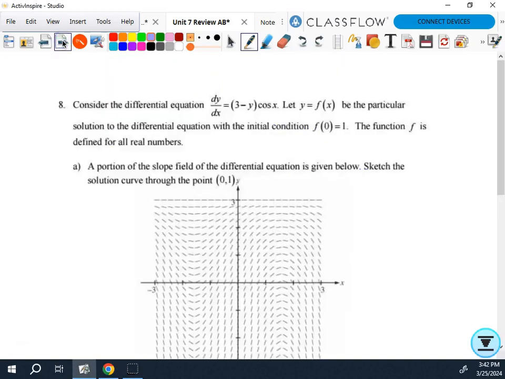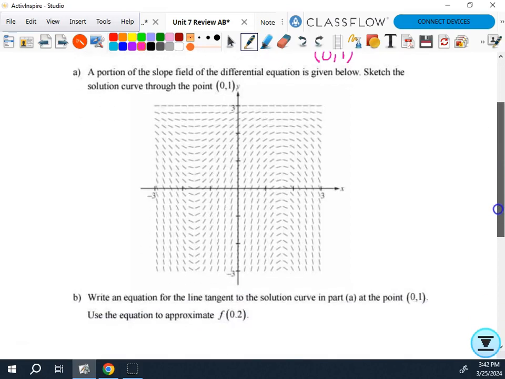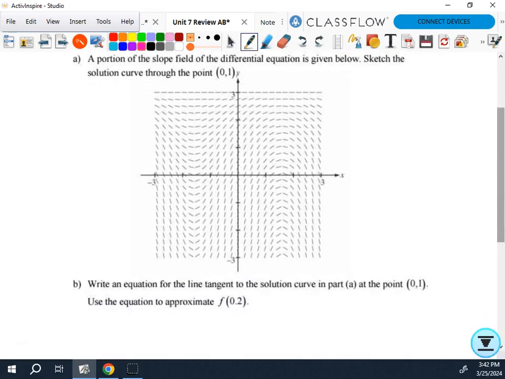All right, last page. Okay, so we're going to consider this differential equation and let y equal f of x be the particular solution to the differential equation with the initial condition of this, which means that's the point (0, 1). The function f is defined for all real numbers. A portion of the slope field of the differential equation is given below. Sketch the solution curve through the point (0, 1). Okay, so I absolutely have to go through the point (0, 1).